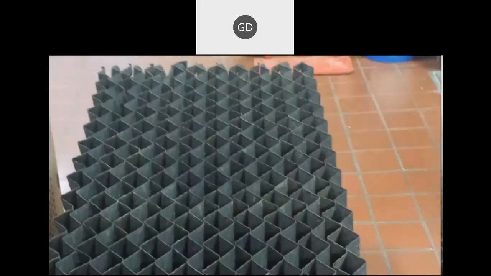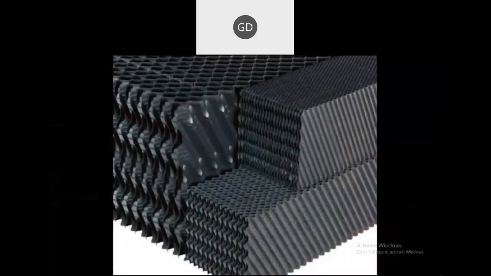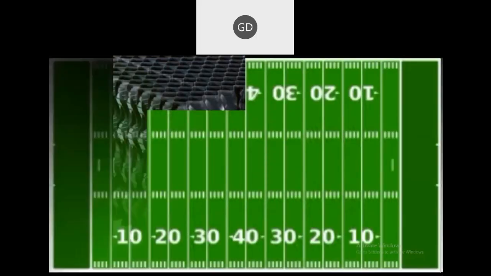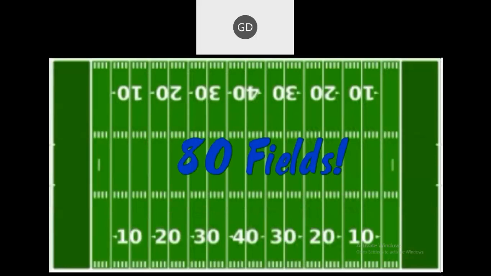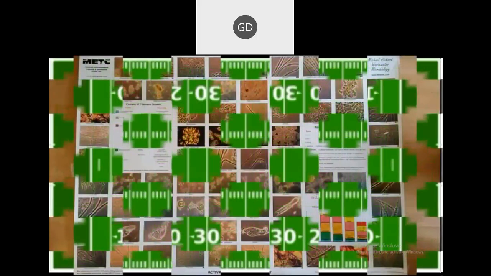The microbes grow on a plastic cross-flow type media, which looks like a honeycomb. The media in each filter is 22 feet deep. The cross-flow design enables more biological treatment to be accomplished in a smaller space because of the increased surface area. The surface area in each filter is 3,830,000 square feet, the equivalent of 80 football fields. More area means more room for microbes to grow.